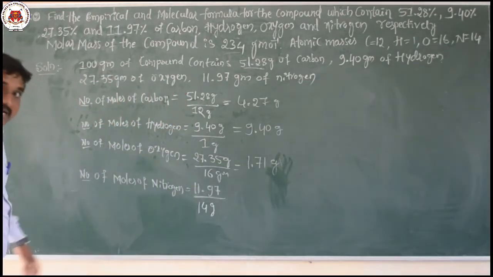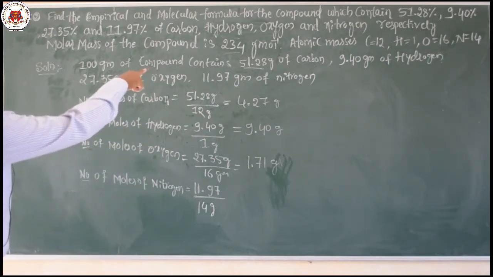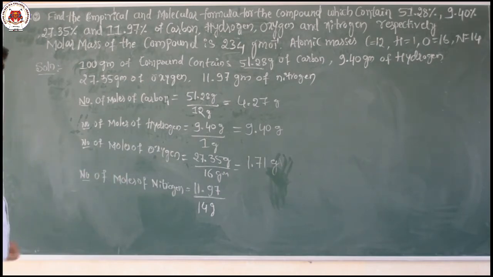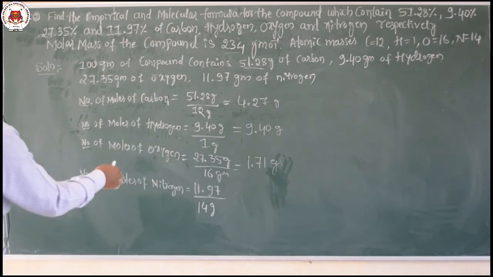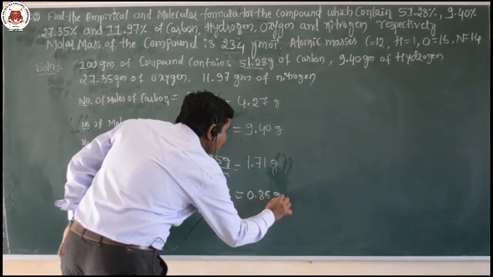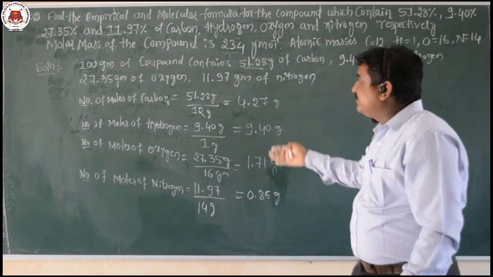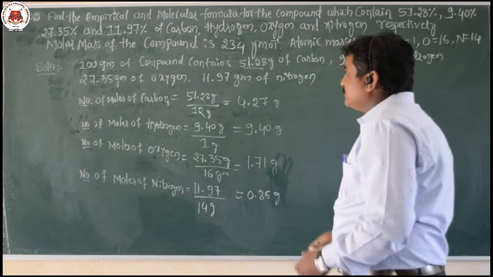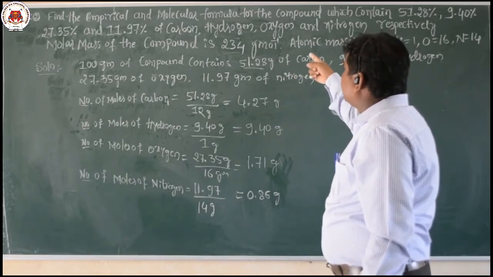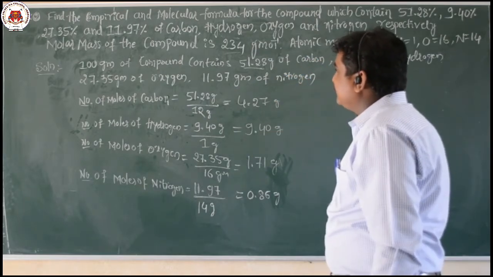Next one, the number of moles of nitrogen. The given mass of nitrogen in the problem is 11.97, divided by the atomic mass of nitrogen, which is 14. After calculating this, you will get 0.86. Okay. So these are the number of moles of each element in the compound. First you write the percentage as grams, after that you calculate the number of moles.